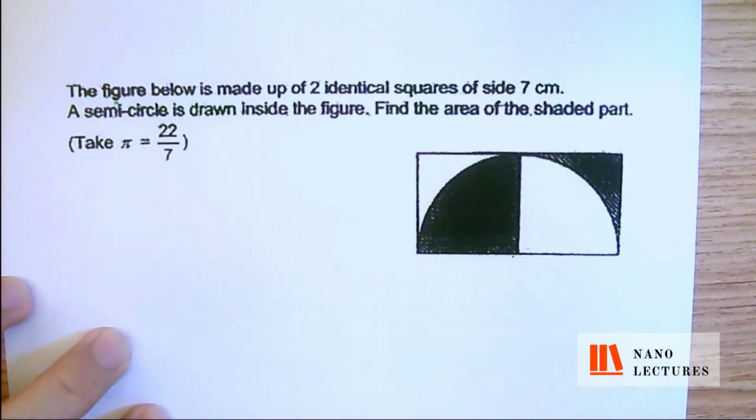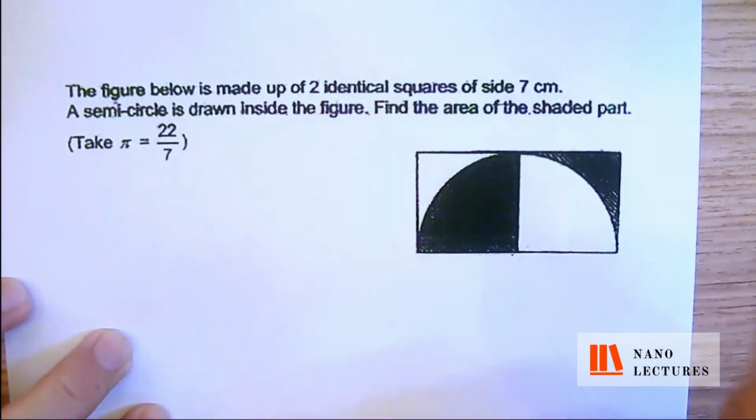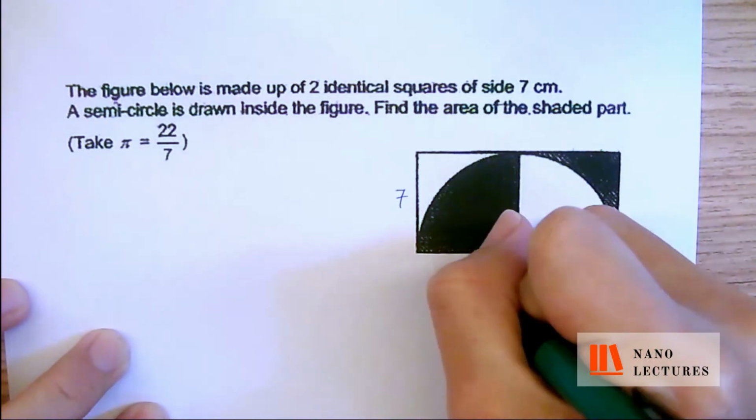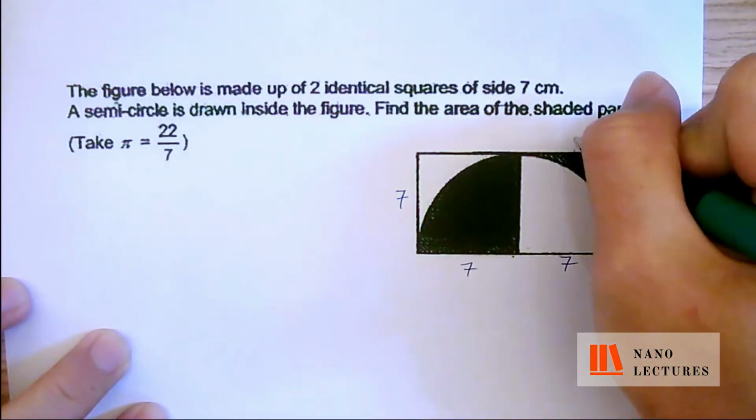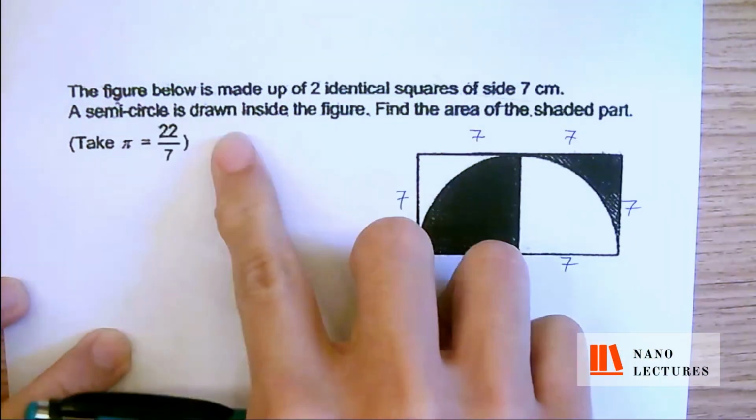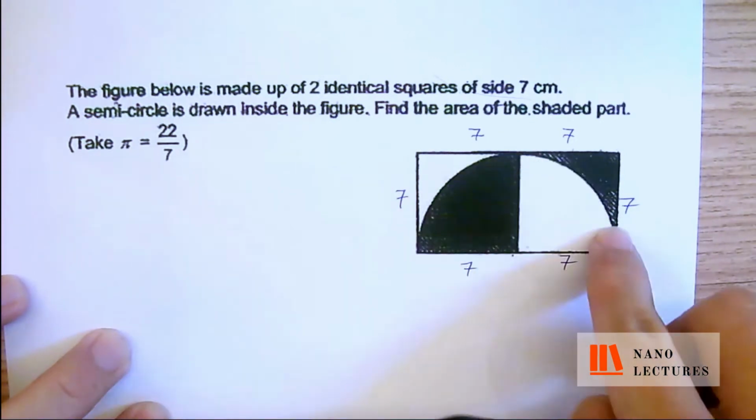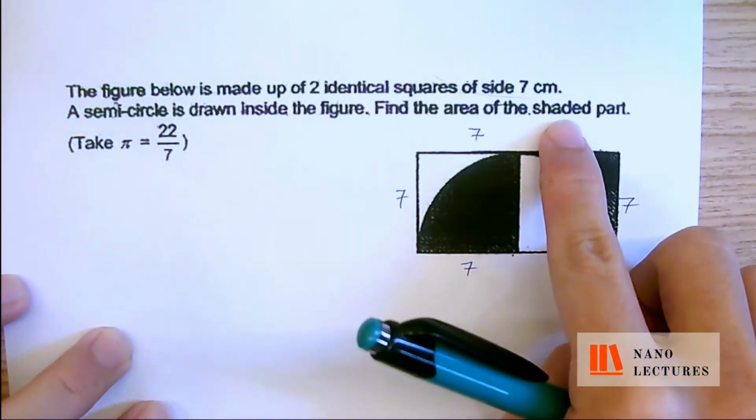The figure below is made up of two identical squares of side 7. Let's just label 7, 7, 7, 7, 7, 7. A semicircle is drawn inside the figure, so this is a semicircle. They say find the area of the shaded part. This is actually quite simple, right?